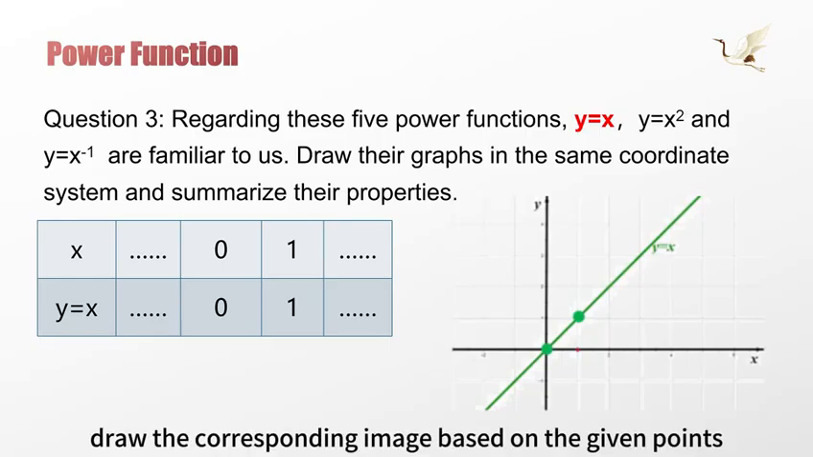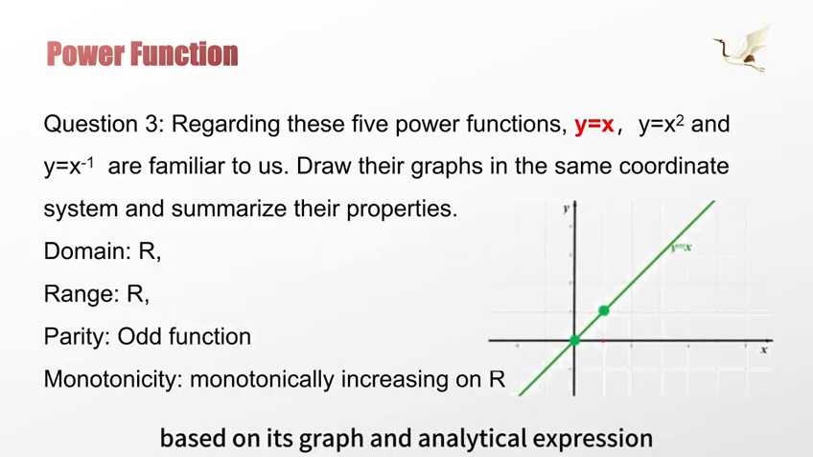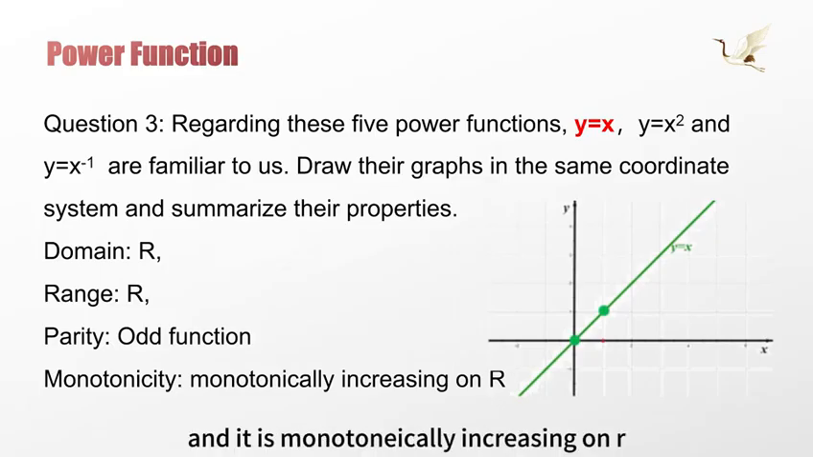Draw the corresponding image based on the given points. Okay, next let's examine the properties of y = x based on its graph and analytical expression. Its domain is R, and its range is also R. It is an odd function, and it is monotonically increasing on R.